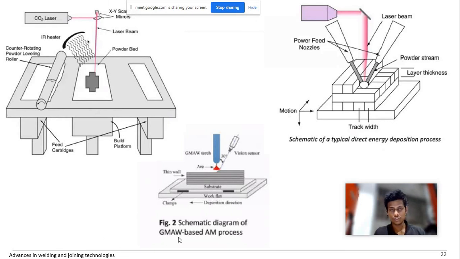And also, since we are using arc based welding, the deposition rate is higher. Here wire is used, and handling of wire is easier compared to powder. So this is one of the advantages.